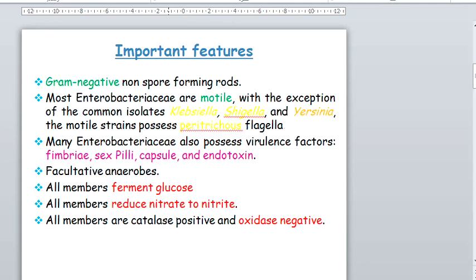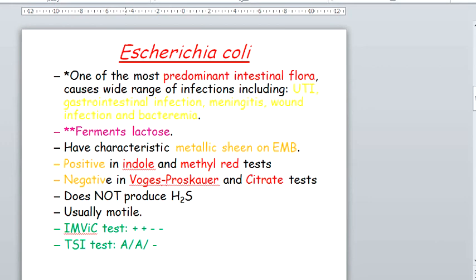Facultative anaerobic. All members ferment glucose and reduce nitrate to nitrite. All members are catalase positive and oxidase negative.